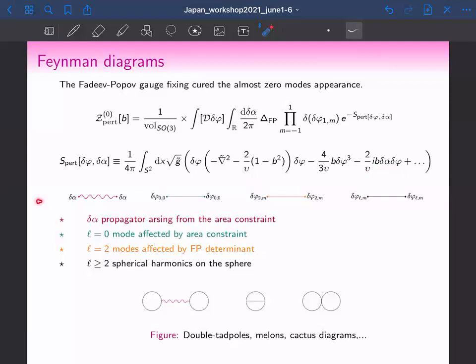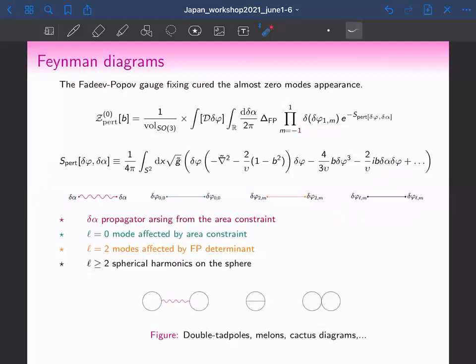And that's why I've been writing down these four distinct, more or less, propagators. So we have the propagator of delta alpha, we have the propagator for the L equal to 0 mode, which talks to the Lagrange multiplier. I've also been stripping off the L equal to 2 modes, because as we've seen in the previous slide, the Faddeev-Popov determinant is a function of the L equal to 2 modes. So the L equal to 2 modes are going to be affected by the Faddeev-Popov determinant. And then we have all the modes with L bigger or equal to 2. And of course, I don't have a propagator for the L equal to 1 modes because they're gone because of this constraint.